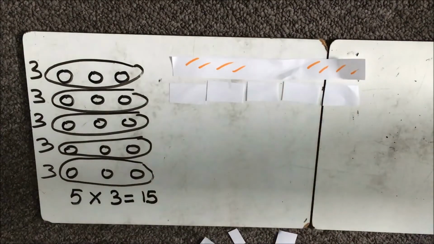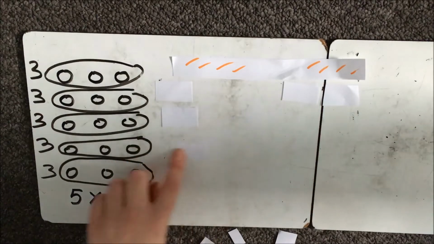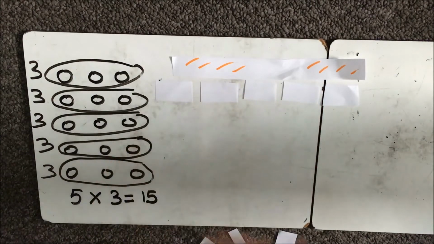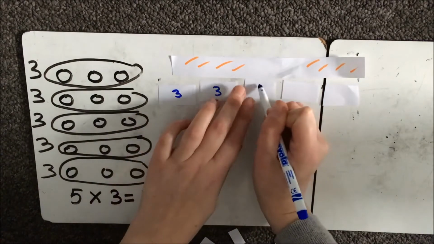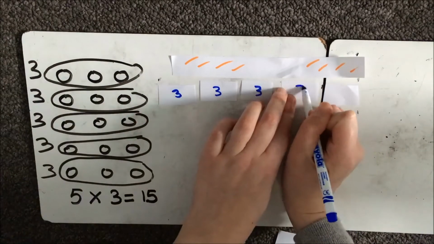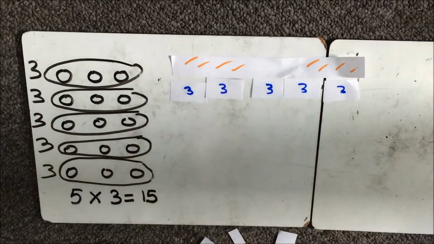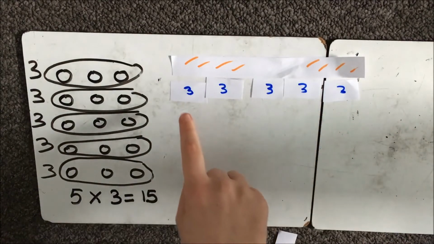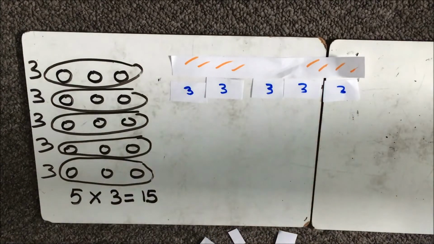Yeah, they're the same. So I've got 5, remember these are like my rows of 5 parts, and 3 on each one. Just like I've got 3 in each of these rows. Okay, let's count in 3s. Ready? Off we go. 3, 6, 9, 12, 15. Good job, guys.